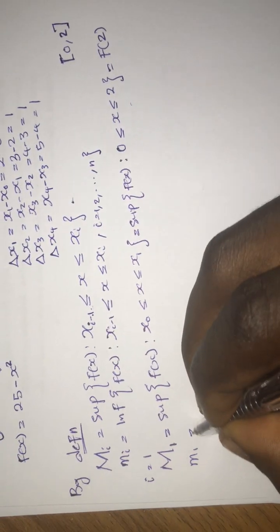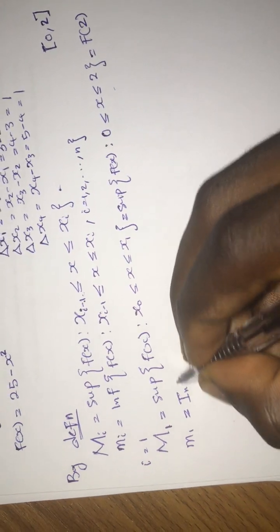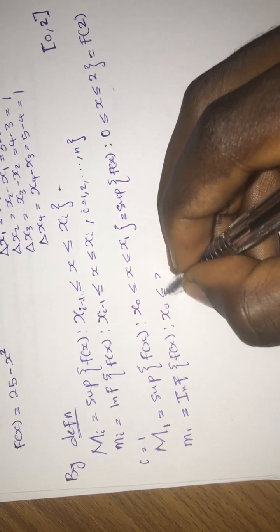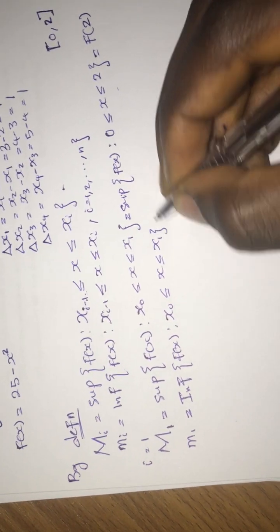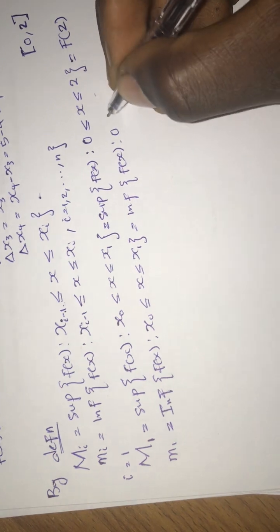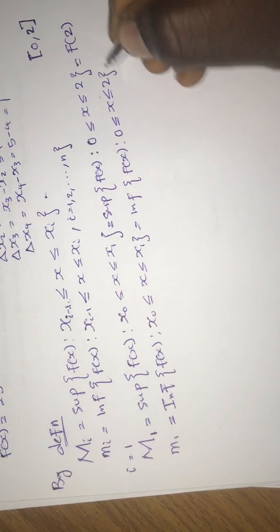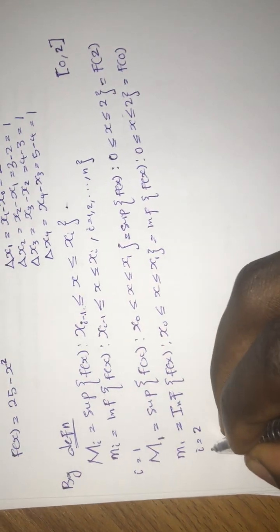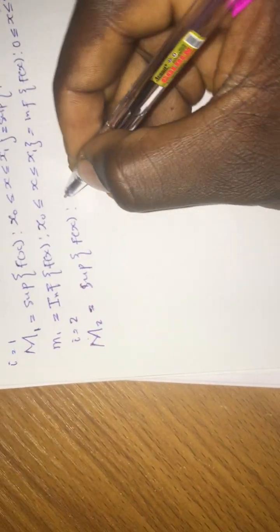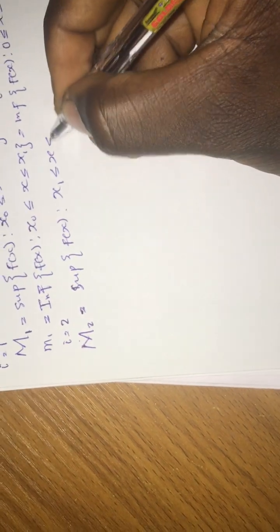So our small m will be the infimum of f(x) where x0 is less than or equal to x, less than or equal to x1. So this one will be the infimum of f(x) acting on 0 to 2, which is equal to f of 0. So when i equals 2, we are going to have M2 equal to the supremum of f(x), where x1 is less than or equal to x, less than or equal to x2.